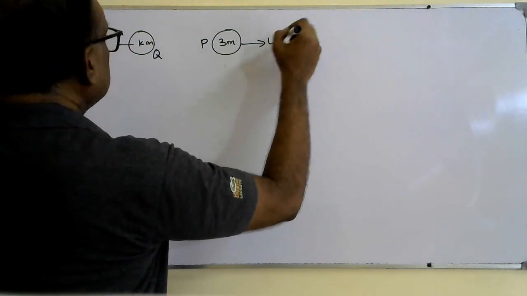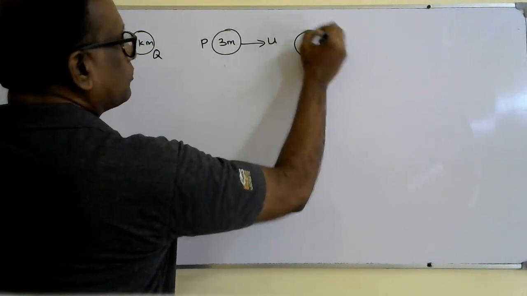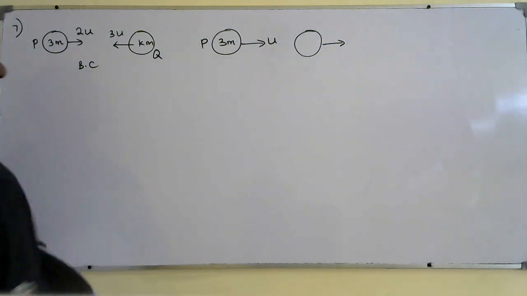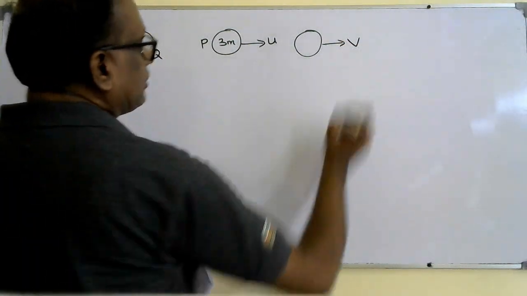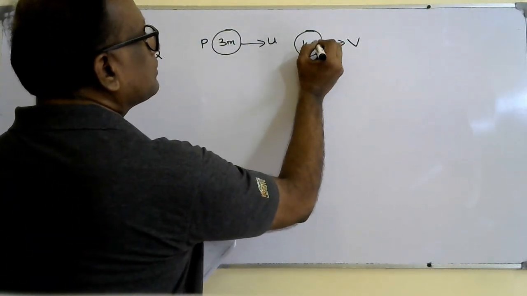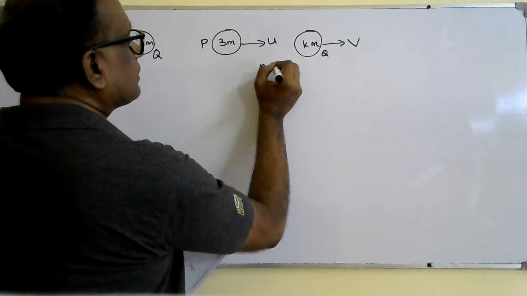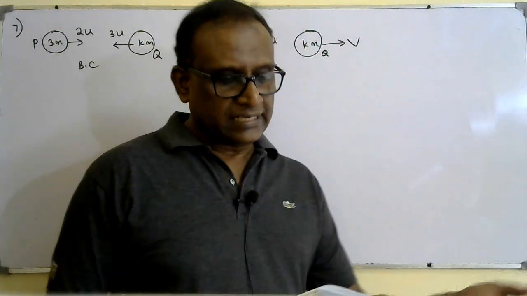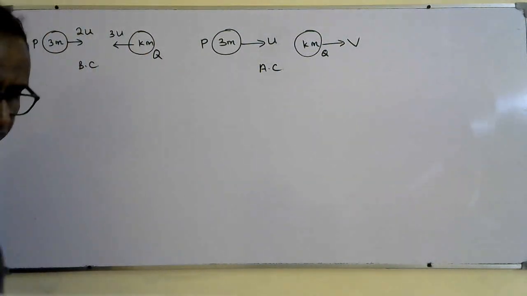So Q also should move towards the right, otherwise it can't move to the left when it moves to the right after collision. So that is V to the right, that is Q, Km after collision. Okay, so we need to show that relationship, that is V, by using the law of conservation of momentum.